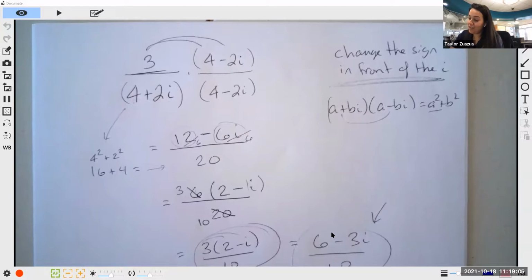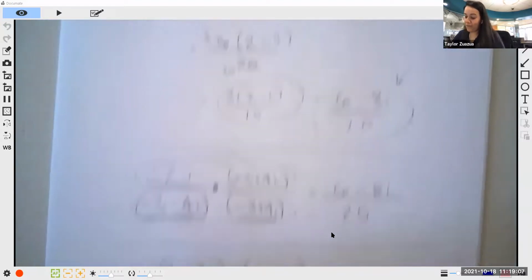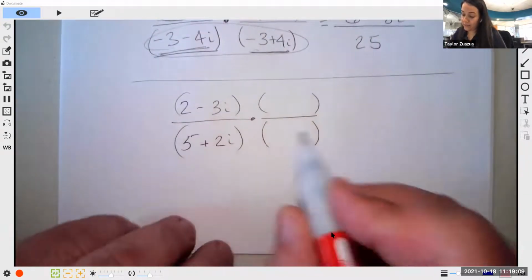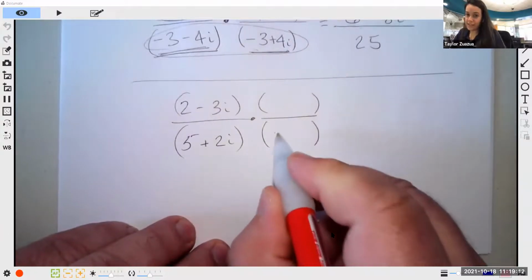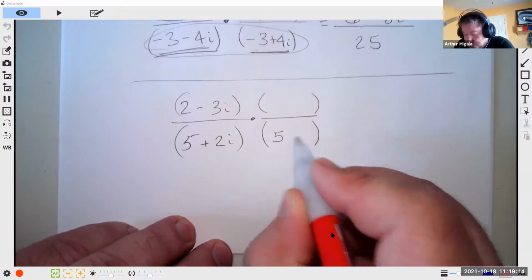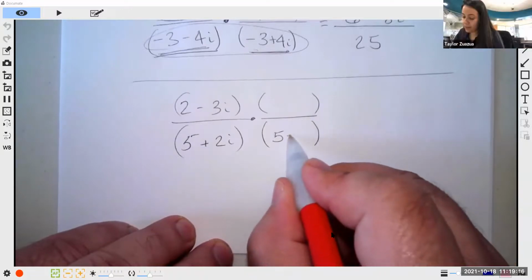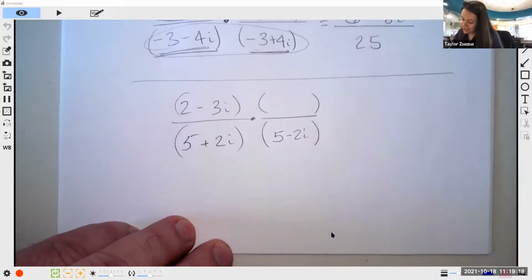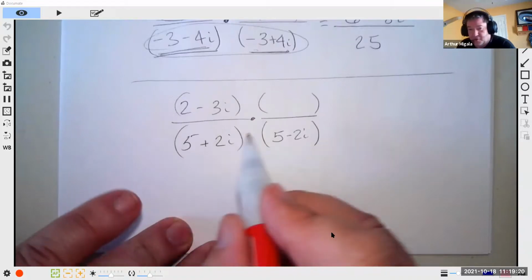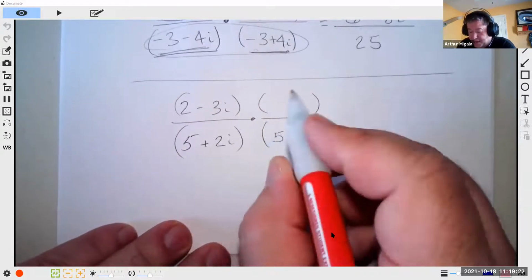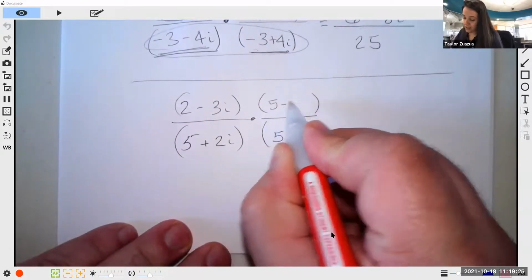Taylor, this is the whole thing. Okay, you did write it down. Change it. So the 5 is the same, correct? Right. So it's 5 minus 2i. Very good. Even if 5 was a negative, you leave it alone. Just change the sign in front of the i.